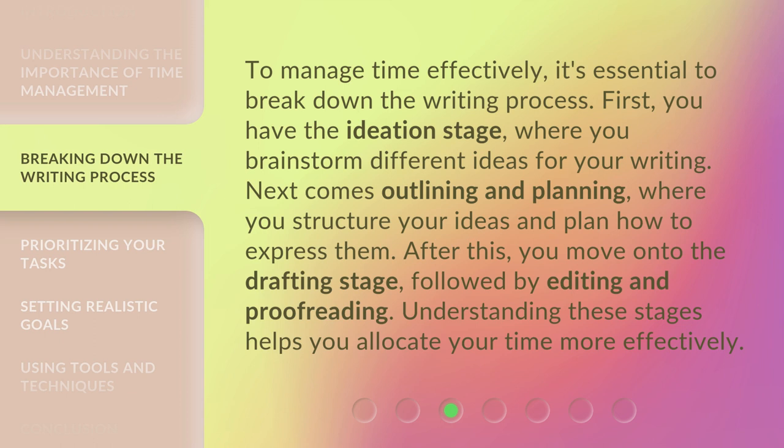To manage time effectively, it's essential to break down the writing process. First, you have the ideation stage, where you brainstorm different ideas for your writing. Next comes outlining and planning, where you structure your ideas and plan how to express them. After this, you move on to the drafting stage, followed by editing and proofreading. Understanding these stages helps you allocate your time more effectively.